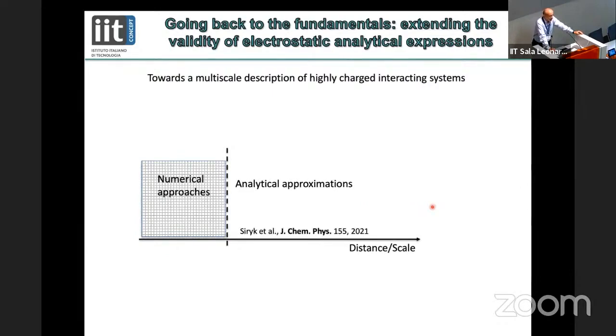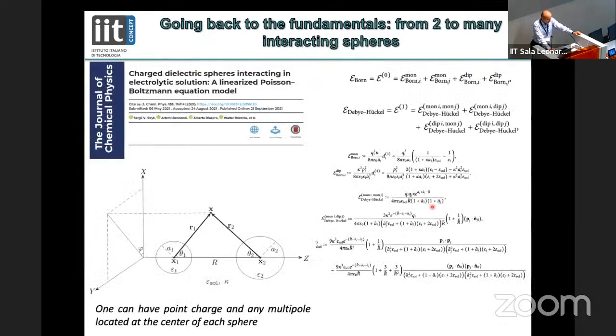And so we can actually combine directly the domains where you can apply numerical approaches and those where you can apply analytical approximation. And with this in mind, I asked a postdoc and applied mathematician, we see here, Sergi, to try to improve what was known about the analytical interaction between charged systems in the linearized Poisson-Boltzmann framework.